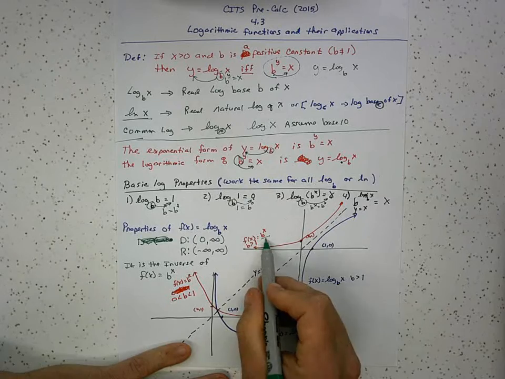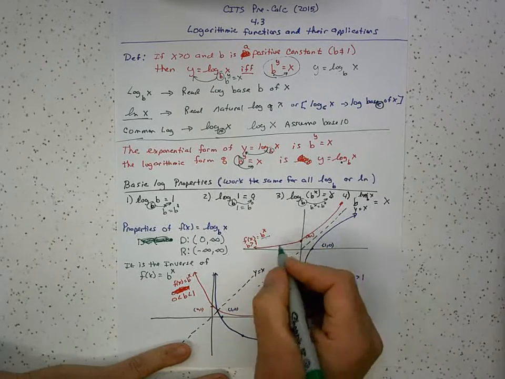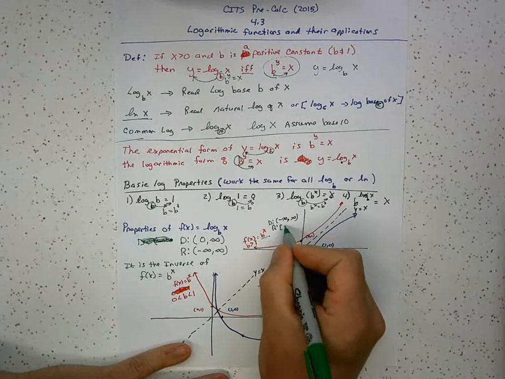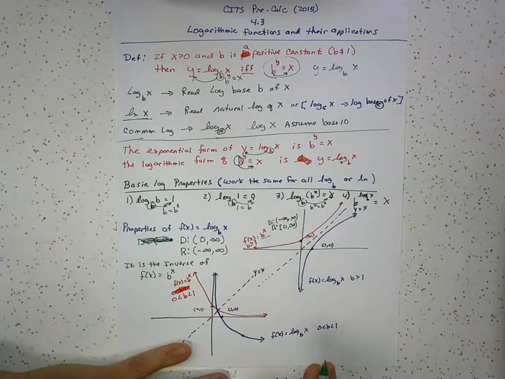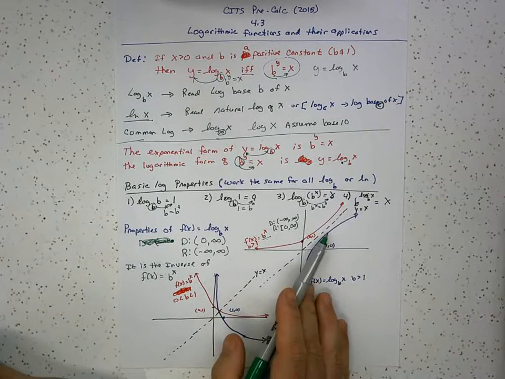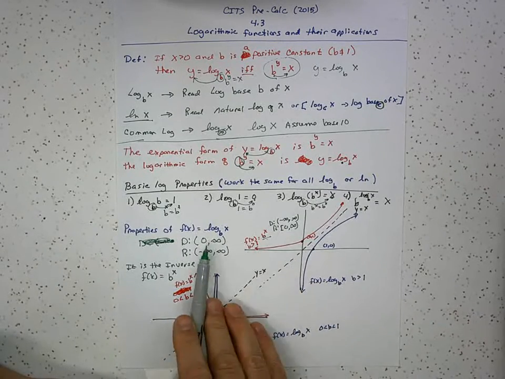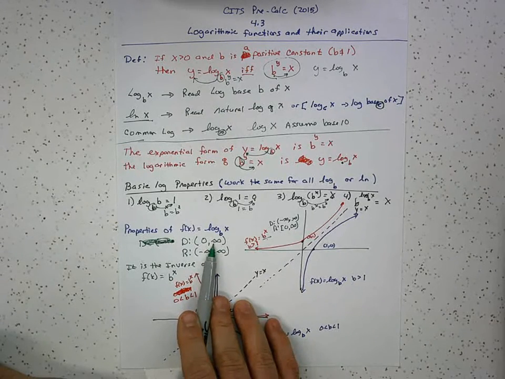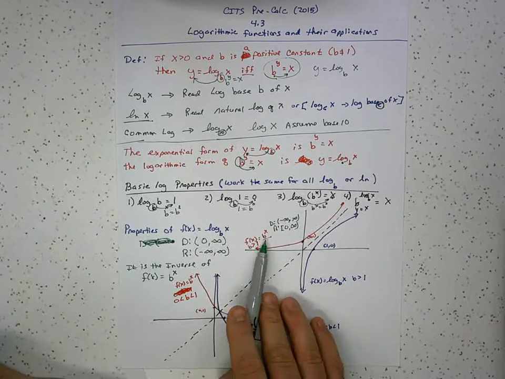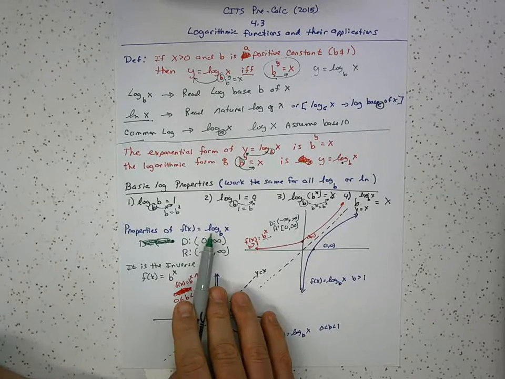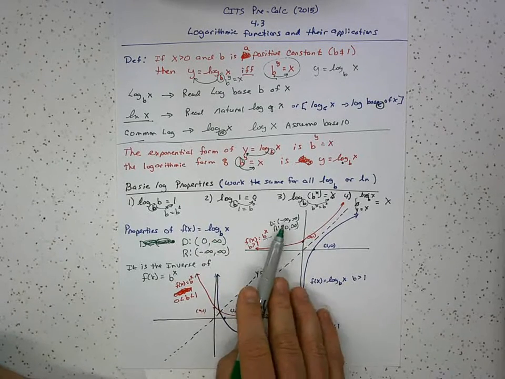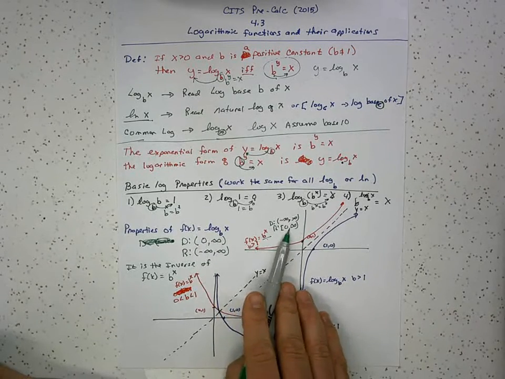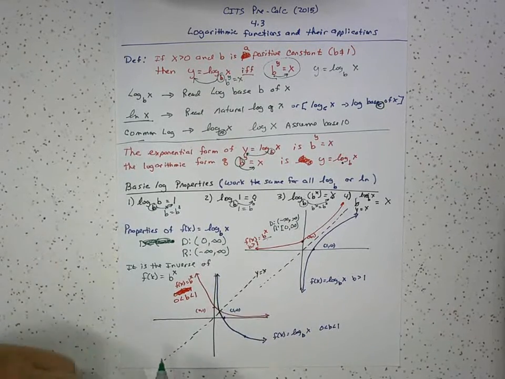We know that that exponential function had a domain of negative infinity to positive infinity, and a range from 0 to infinity. Well, what I'm telling you is that these are inverses of each other. If they're inverses, the domain becomes the range, and the range becomes the domain. So, the inverse of f of x equals b to the x is f of x equals log base b of x. The domain of the exponential function now becomes the range of the log, and the range of the exponent now becomes the domain of the log.